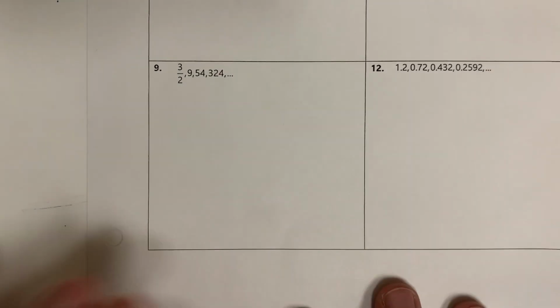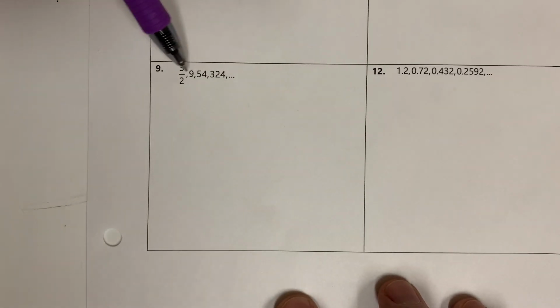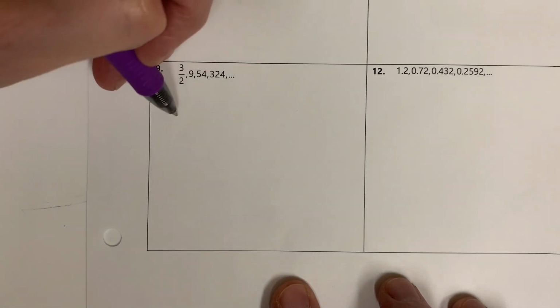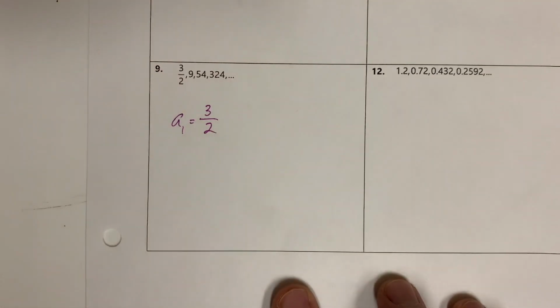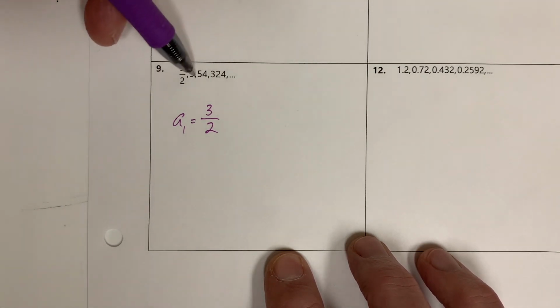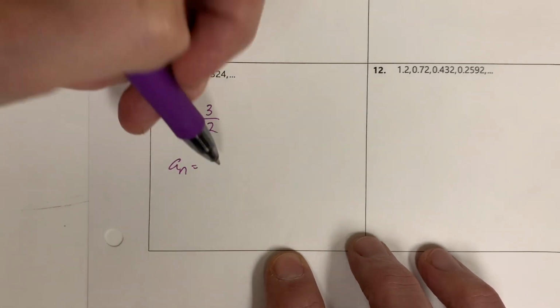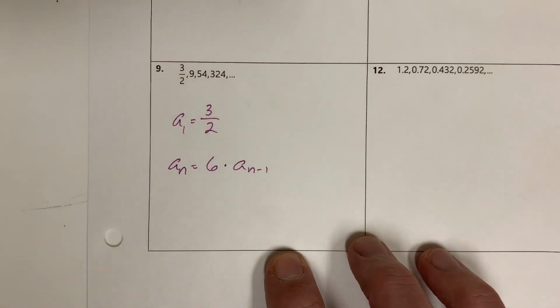Okay, for this one, sometimes it can be a little bit difficult to determine what your common ratio is. We know that the first term is 3/2. If you take 54 and 9 and divide, 54 divided by 9 is 6, so it looks like you're multiplying by 6 each time. So a sub n is equal to 6 times a sub n minus 1, which is the previous term.